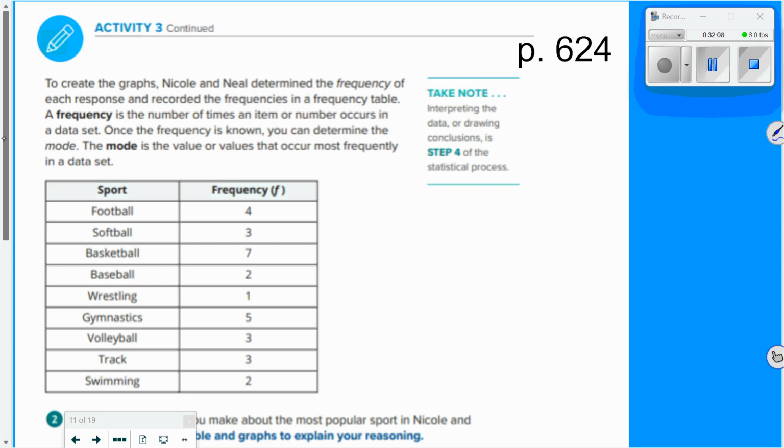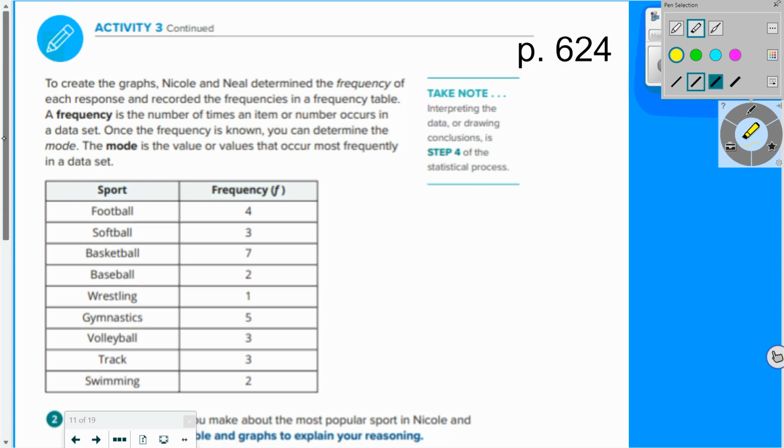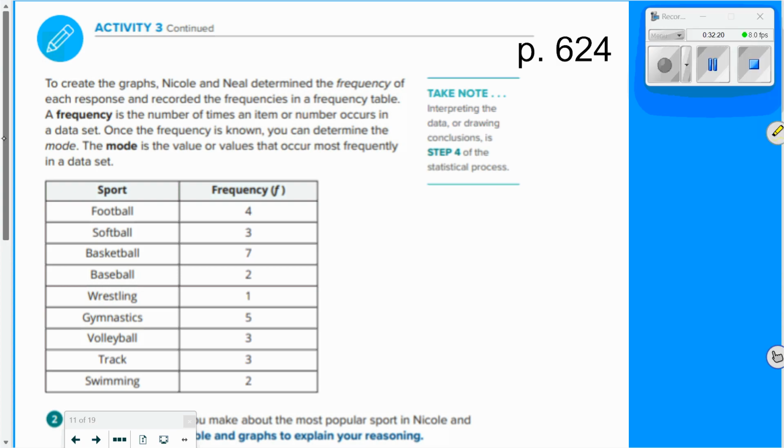Again, this is where it gets a little nitpicky. We want to make sure you understand the vocabulary. When we're looking at data, there are two major terms we're going to use. We can talk about frequency. Frequency is the number of times an item or number occurs in a data set. So when we just did our survey, football showed up 4 times. So that's its frequency. Does that make sense?